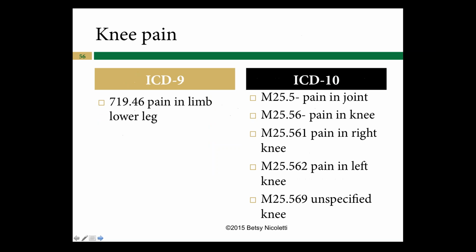Pain in limb. Right now, if we had a patient with knee pain, we'd use pain in limb, lower leg. Be the same as calf pain, pain in limb, lower leg. But in ICD-10, the locations get much more specific, and we now have pain in joint, pain in knee, right, left, or unspecified. There's no code for bilateral knee pain, so if the patient had both right and left, we would code both the right and the left pain.